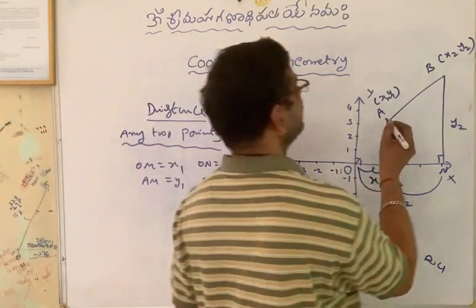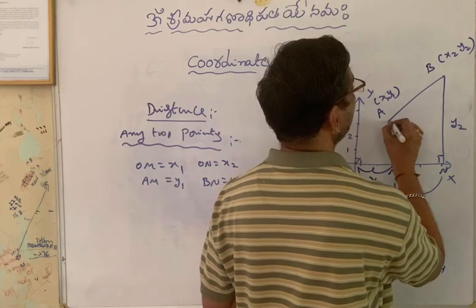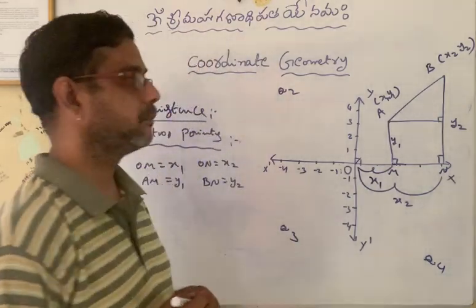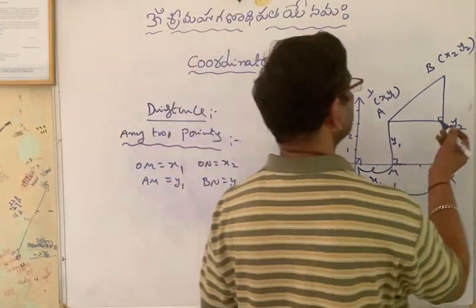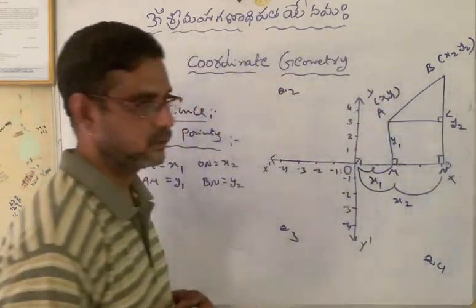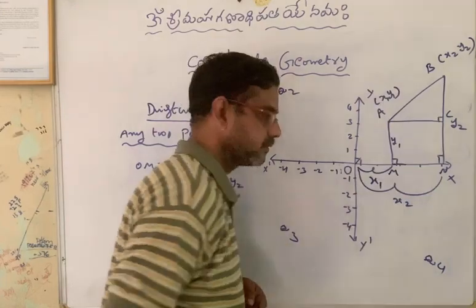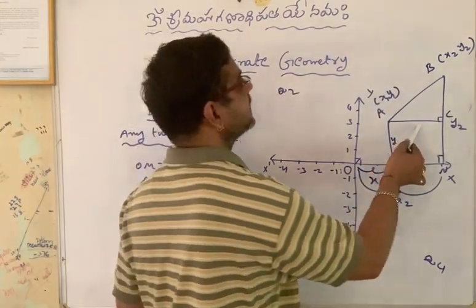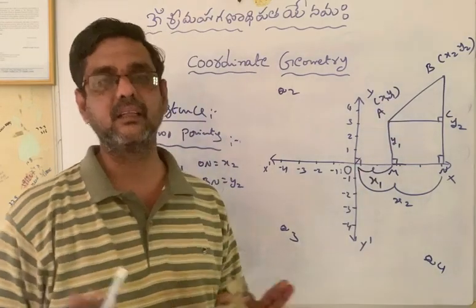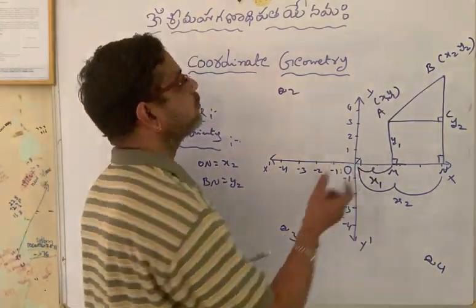Now, what I will do is, I will draw a perpendicular from this point A to BN. It intersects BN at one point named C. Now we can observe a right angle triangle ABC. If we know AC length and BC length, we can find out AB length easily. That was the idea. Now, how to find out AC length?